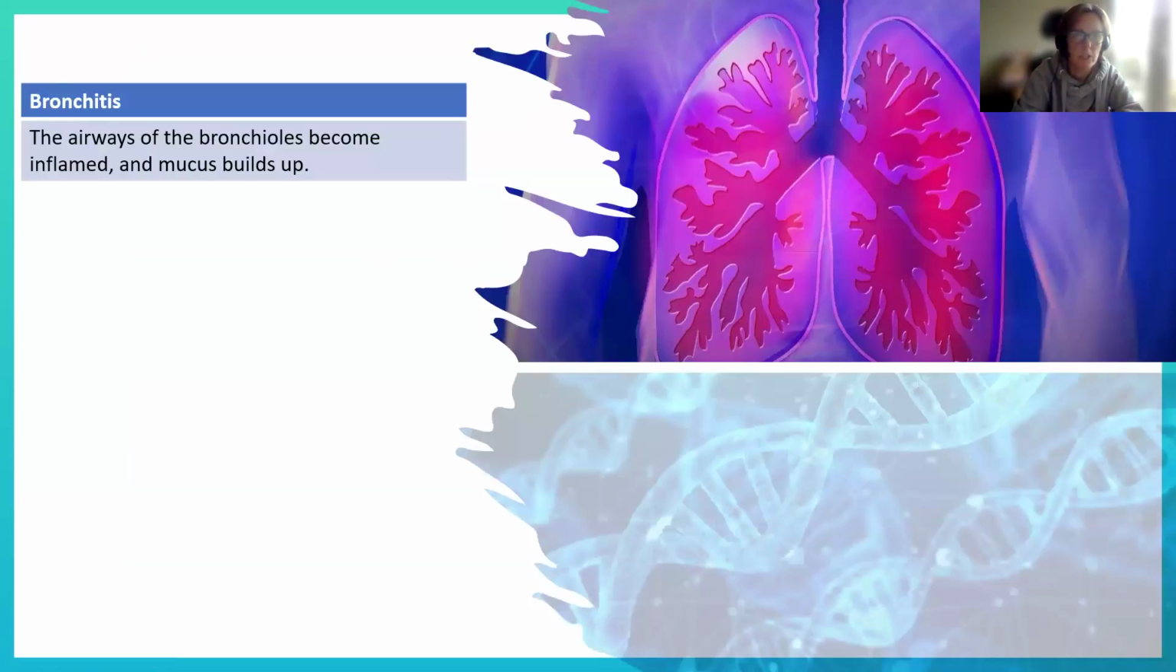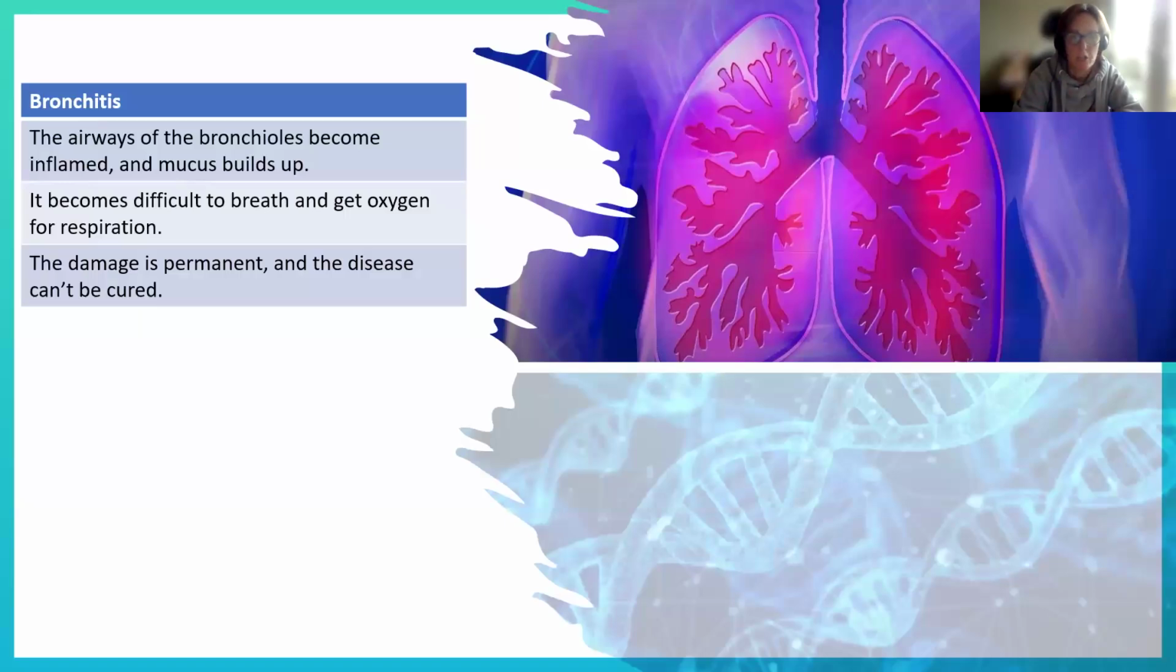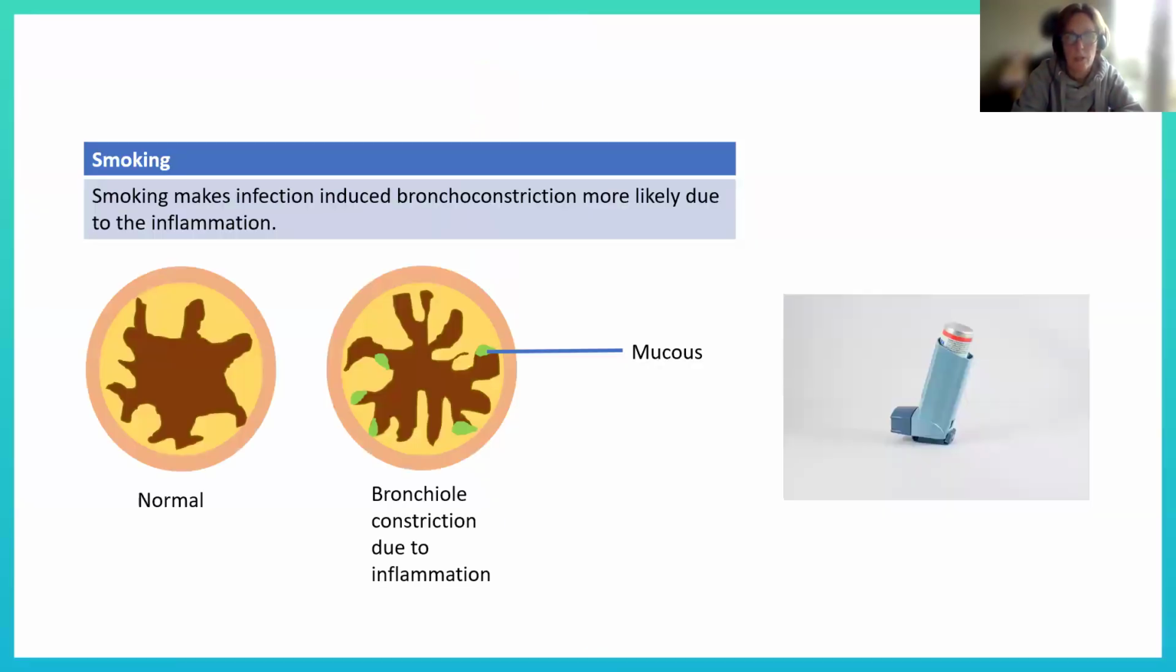as we just said, with bronchitis the bronchioles, the airways, become inflamed, mucus builds up, it's difficult to breathe, damage is permanent, and the disease can't be cured. Asthma, smoking can increase bronchoconstriction. That's the tightening of the bronchioles, because this is a normal bronchial tube. So the black bit is the lumen, the sort of hole in the tube. And during inflammation, you can't breathe as well. Look, you can see the black bit is much smaller here.